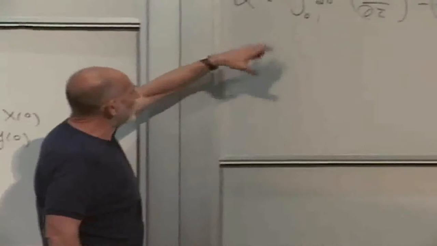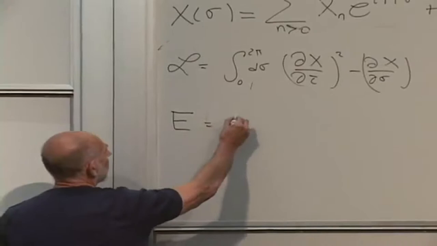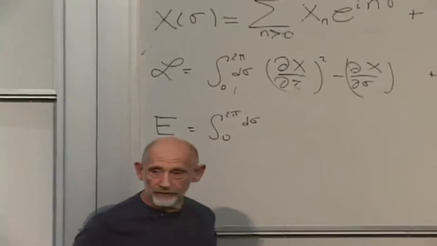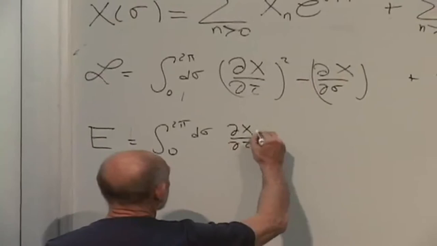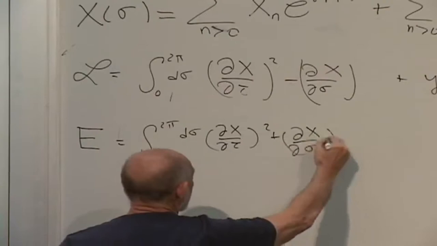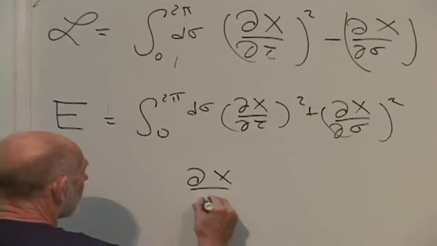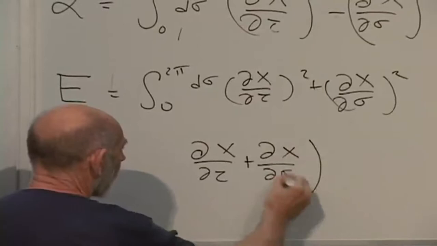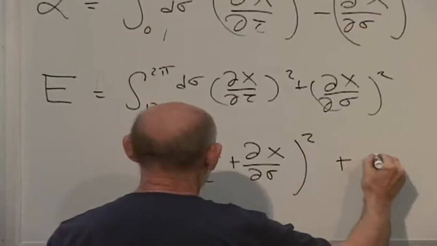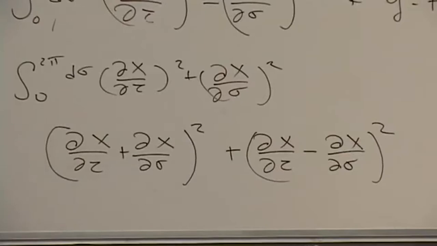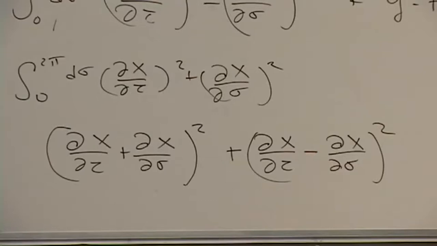What is the energy? This is the Lagrangian. What's the energy? Anybody know? Same thing with a plus sign. This is potential energy. This is kinetic energy. dx by d tau squared plus dx by d sigma squared. Likewise for y. I'm going to write this in a funny way. I'm going to write this as one half of dx by d tau plus dx by d sigma, squared, plus dx by d tau minus dx by d sigma, squared. I think I'm off by a factor of 2. It's probably a 1/2.